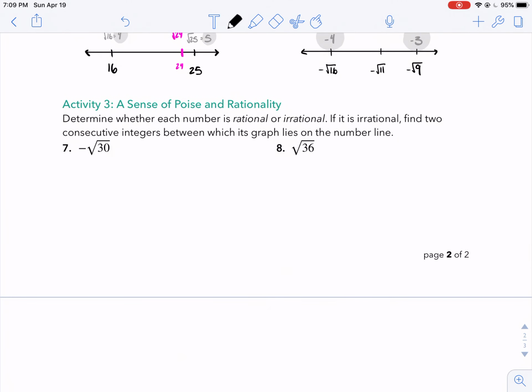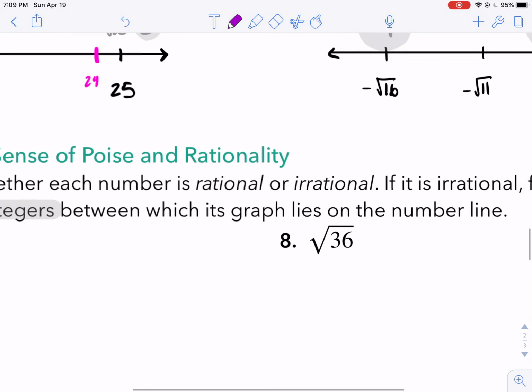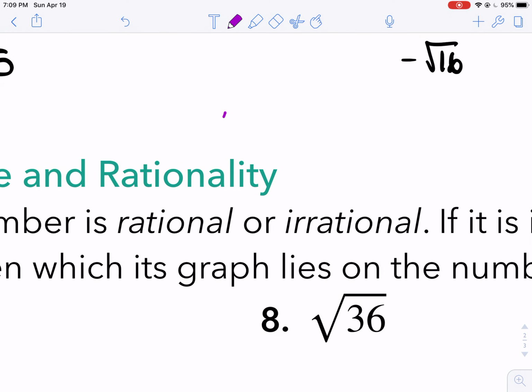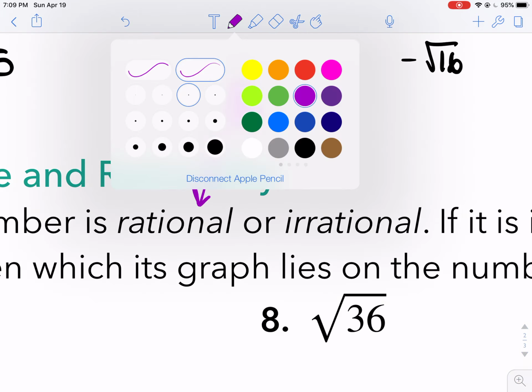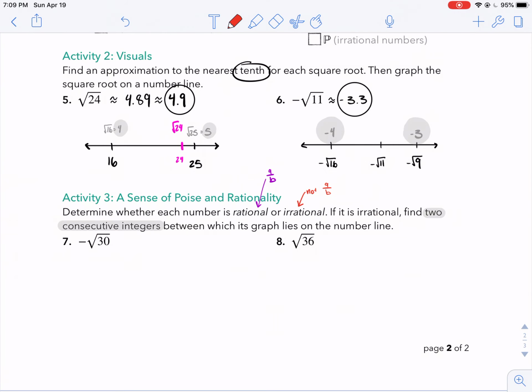Alrighty, now we're going to determine if each number is rational or irrational. If it is irrational, we're going to find 2 consecutive integers, like we just did above, that it lies between on the number line. Let's recap real quick. Remember, rational means it can be written as a fraction, and irrational means it's not written as a fraction. Cool. Let's test it out.